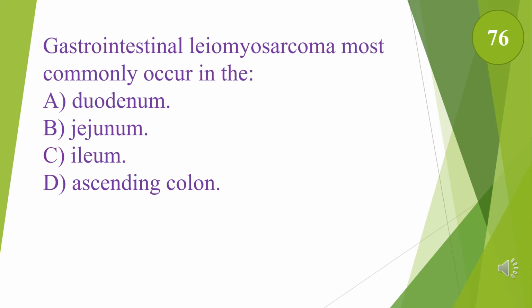Gastrointestinal leiomyosarcoma most commonly occurs in the: A. Duodenum, B. Jejunum, C. Ileum, D. Ascending colon. C, ileum.